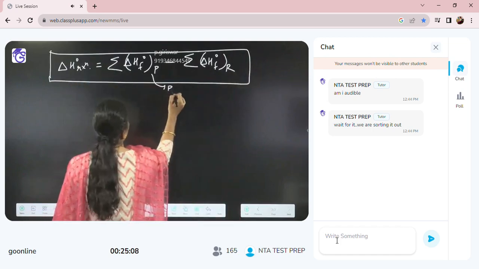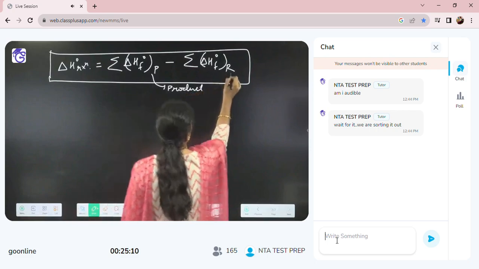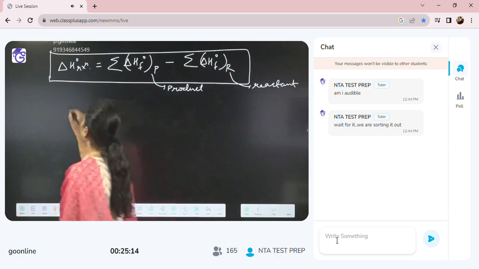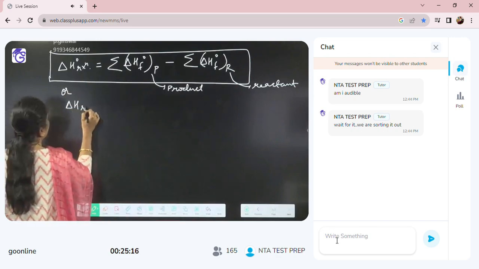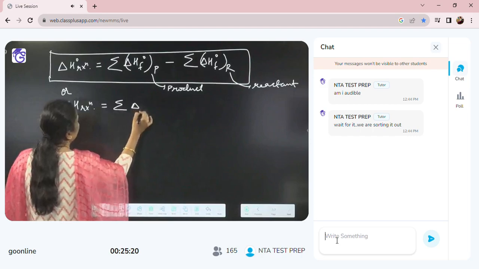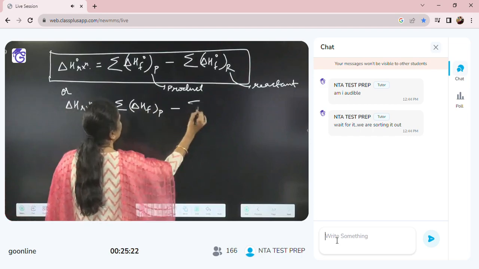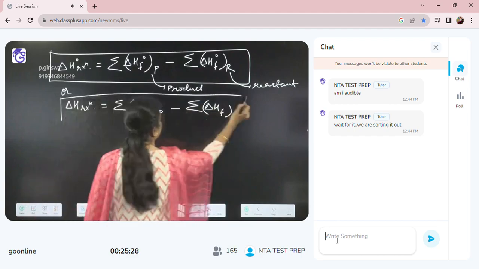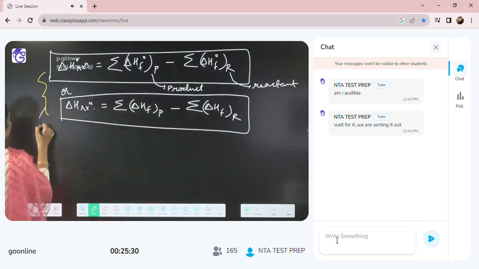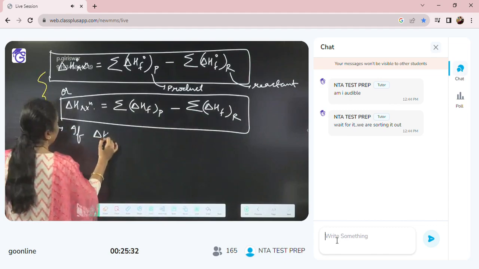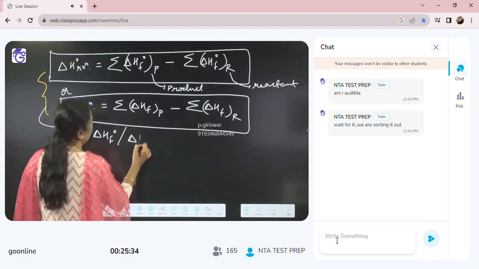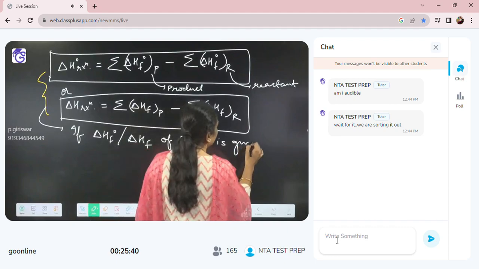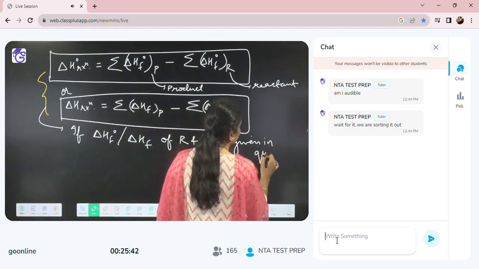So P stands for product and R stands for reactant. Even you can apply it at non-standard condition also, there is no harm in that. That means simply I'll be writing delta H for the reaction is equal to summation of enthalpy of formation of the product minus summation of enthalpy of formation of reactant. Right? So this you have to apply if the enthalpy of formation, or else standard enthalpy of formation, of reactant and product is given in the question.